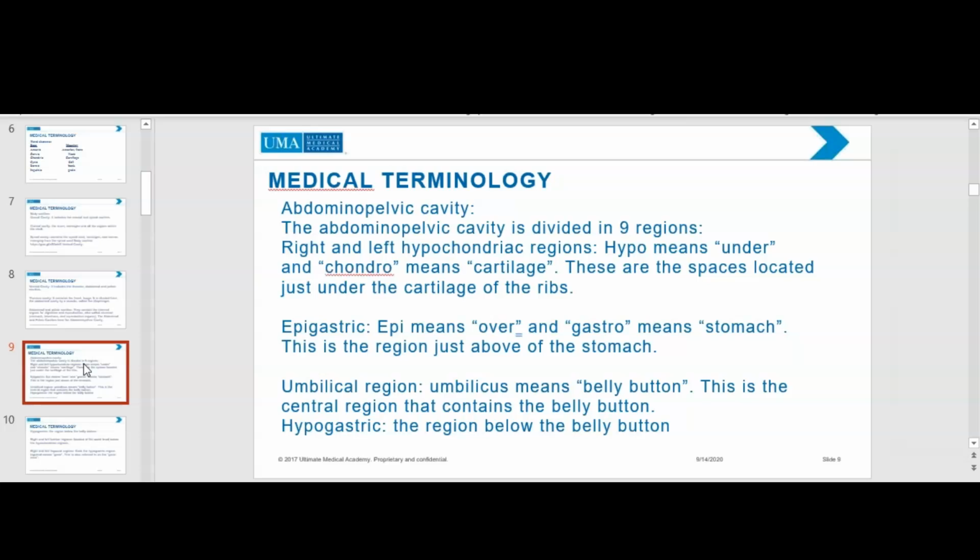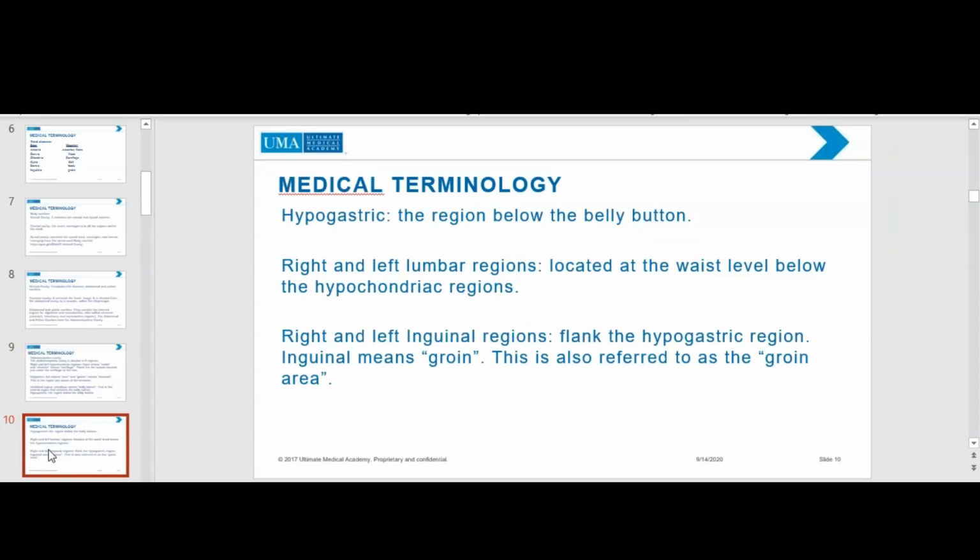Hypogastric, the region below the belly button. So let's talk a little bit about the right and left lumbar regions, which are located at the waist below the hypochondriac regions. Right and left inguinal regions flank the hypogastric region. Inguinal again means groin. This is also referred to as the groin area.